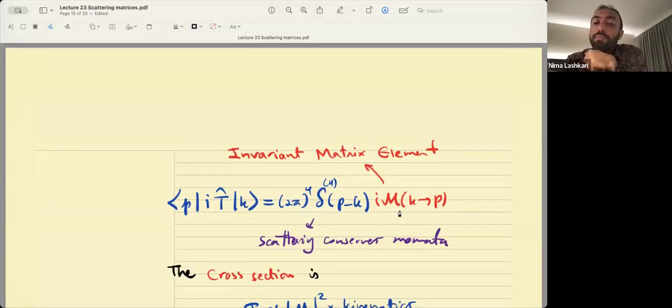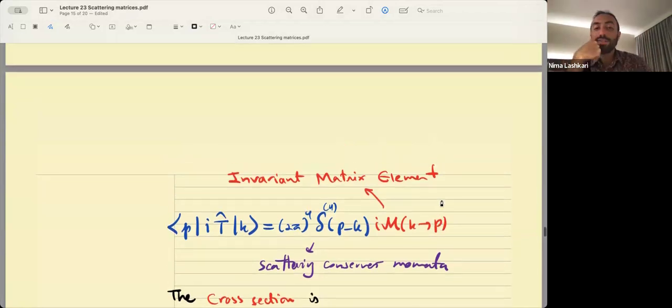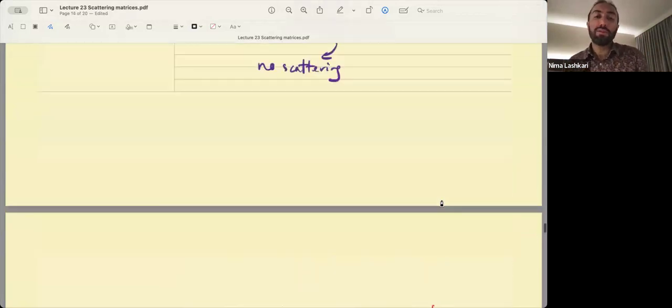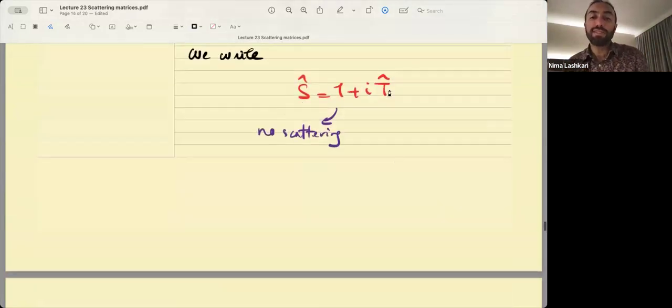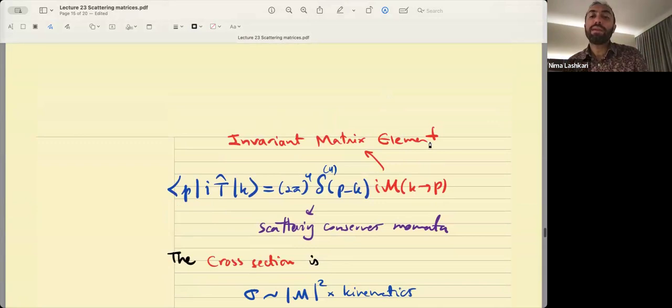This curly M of k, incoming momenta, going to p, outgoing momenta, is super compact notation. This k means there's a series of k1 to kn going to p1 to pm if you're describing an n to m scattering. These are all the initial and all the final momenta. Good. So I'm just setting the terminology: this is the S matrix, this is the T matrix, and this is the invariant matrix element.